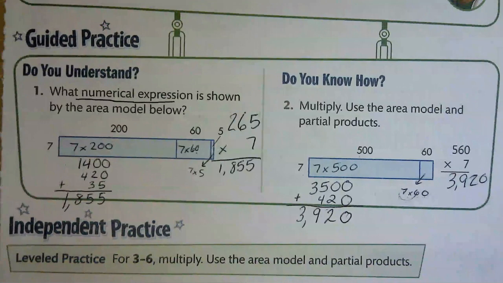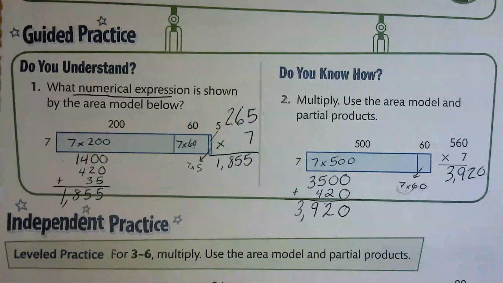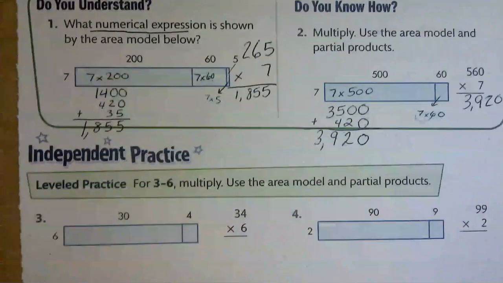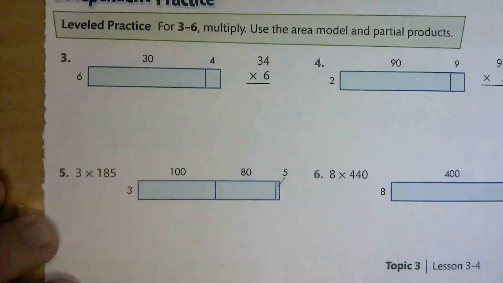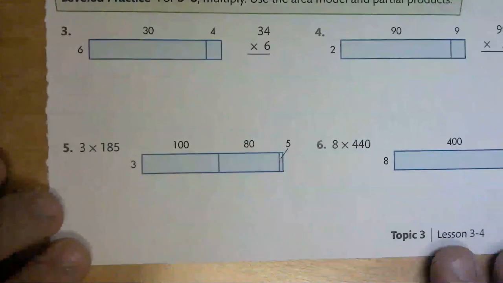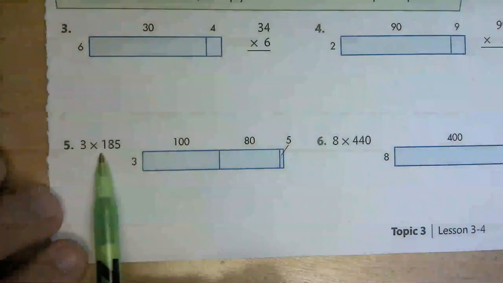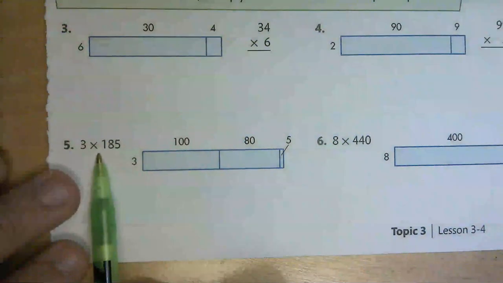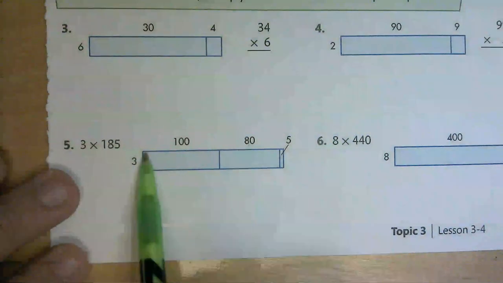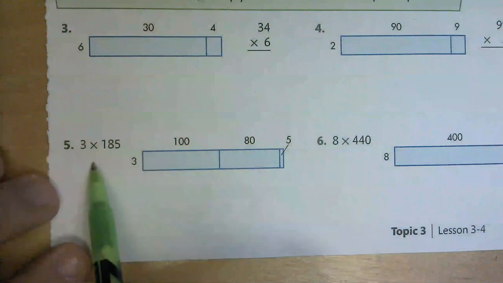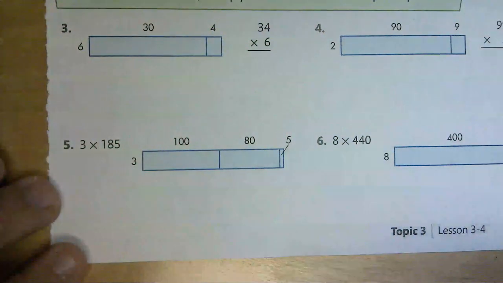Now I want you to do one more with me. So we're going to actually slide down here to number 5. All right. We're going to do number 5. 3 times 185. All right. Go ahead and pause the video right now. Fill in all your different pieces. And then you can put your final answer over here. Go ahead and do that now.